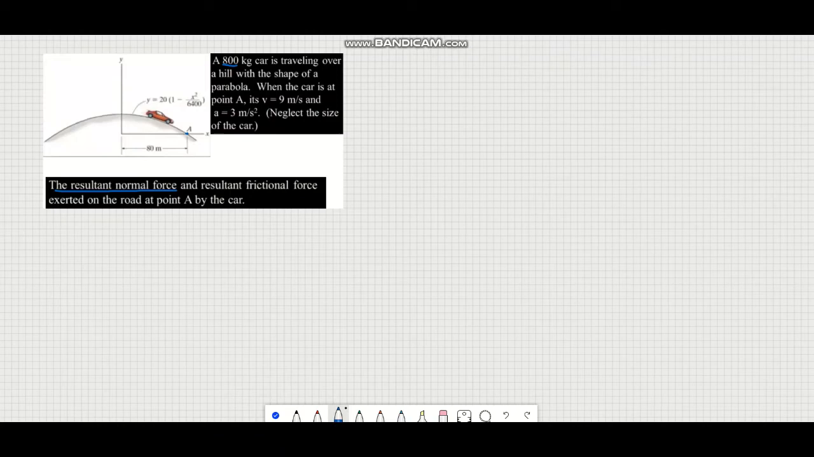Okay, first of all, let's define our coordinate system. Our coordinate system has the normal direction and the tangential direction at point A. So we are not going to use x and y. We are going to use n and t in order to find our normal force acting on it. But we are going to use y and x because we are going to find the radius of curvature, right? With the given formula.